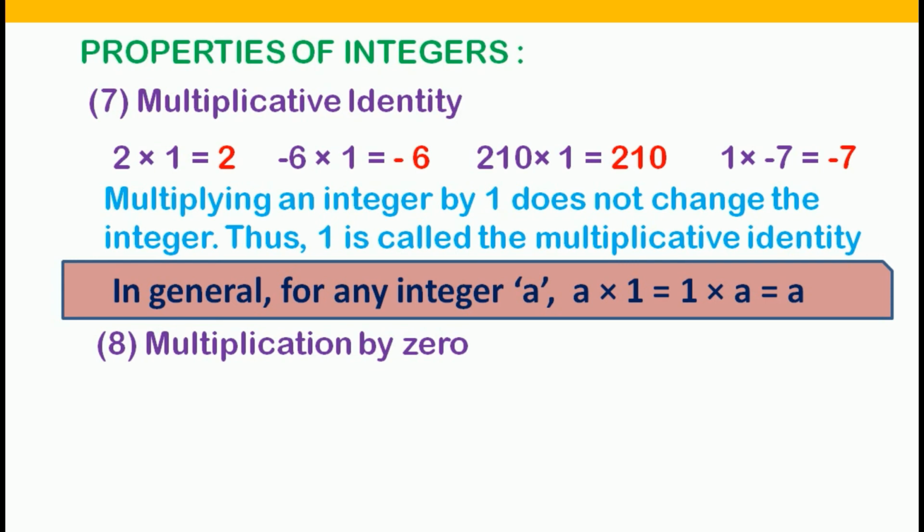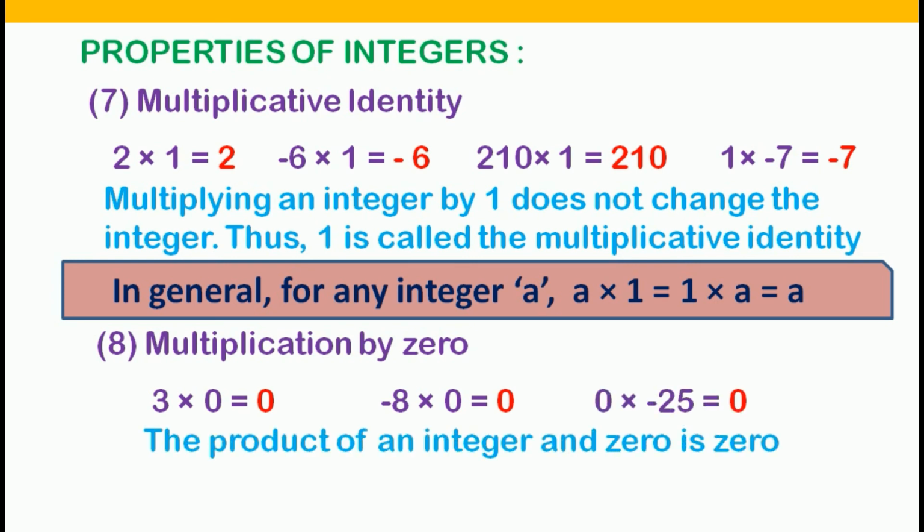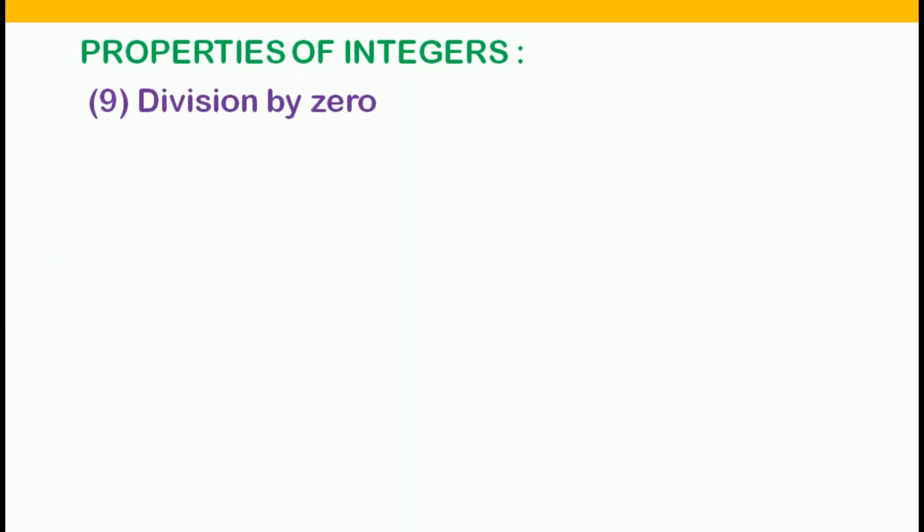The next property is multiplication by 0. Here 3 into 0 is equal to 0. Minus 80 into 0 is equal to 0. 0 into minus 25 is equal to 0. That means the product of an integer and 0 is always 0.